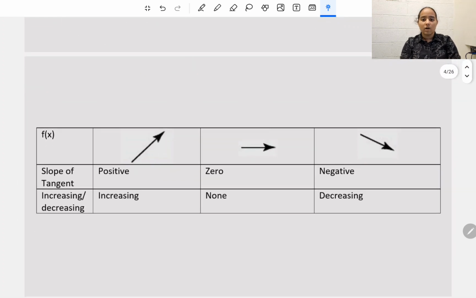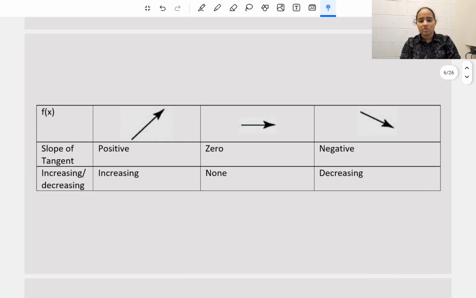Another way to tell whether a function is increasing or decreasing is by looking at the slope of the tangent. If the slope of the tangent is positive, then the function is increasing, whereas if the slope of the tangent is 0, the function is neither increasing nor decreasing. We can say that the function is flat. And lastly, if the slope of the tangent is negative, we can say that the function is decreasing.